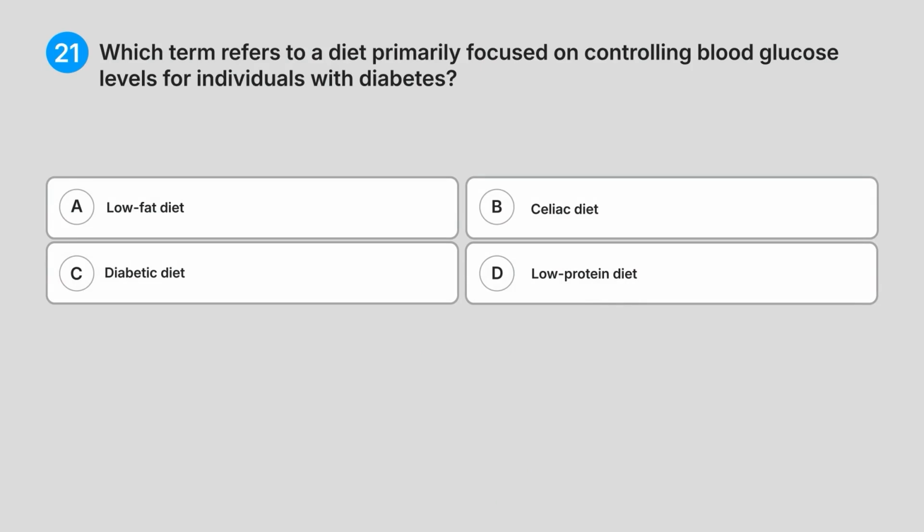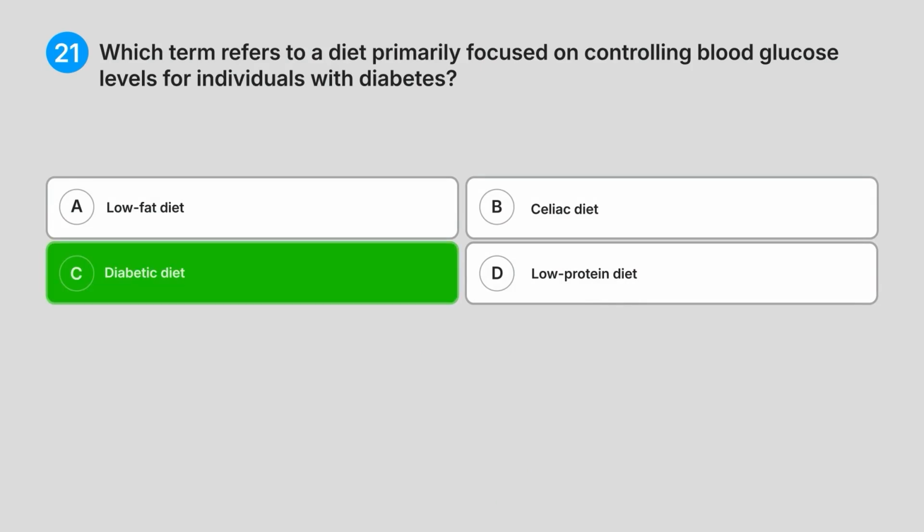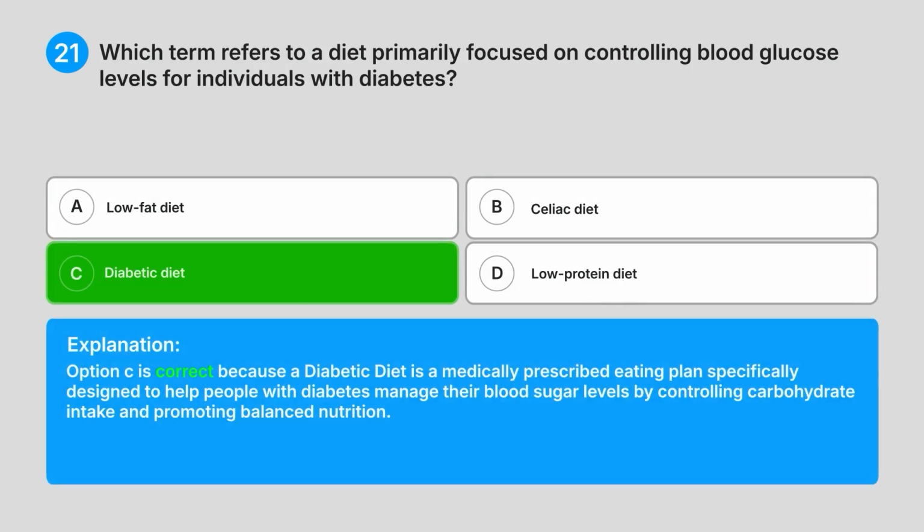Correct answer: C. Diabetic diet. Explanation: Option C is correct because a diabetic diet is a medically prescribed eating plan, specifically designed to help people with diabetes manage their blood sugar levels by controlling carbohydrate intake and promoting balanced nutrition.